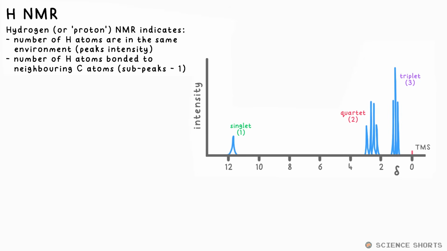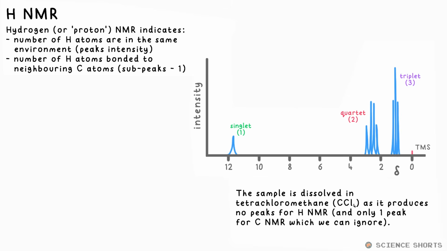Hydrogen NMR or proton NMR, however, does give you an indication of how many of each environment we have. Naturally, it's more complicated than carbon-13 NMR. The sample is dissolved in a solvent like tetrachloromethane. As this doesn't have any hydrogen atoms in it itself, it doesn't make any peaks of its own. This is actually used in carbon NMR too, but it just makes 1 peak that we ignore.